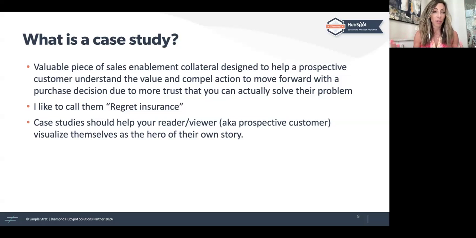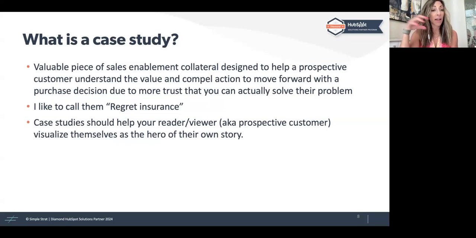And so how do you help overcome that feeling of buyer's remorse? Well, there's a lot of things to do on the backside, but one of them on the pre-sale side is going to be a case study, again, regret insurance. So these case studies should help your reader or prospective customer, or if you're using a video case study, which we'll talk about, it's important that they visualize themselves as the hero of the story.